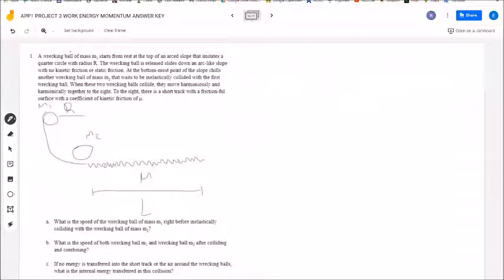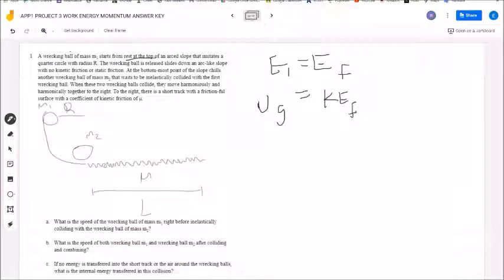Mass M1 is right before colliding with the wrecking ball, mass M2. We can solve this easily with conservation of energy: energy before is equal to energy after. Before, it is purely gravitational potential energy, since it's not moving and the problem tells us it's at rest. Right before it collides, it is purely kinetic energy, and there's no potential energy, so it's KE final.